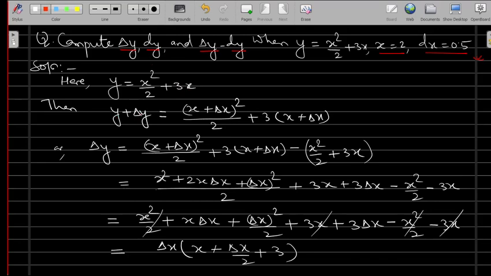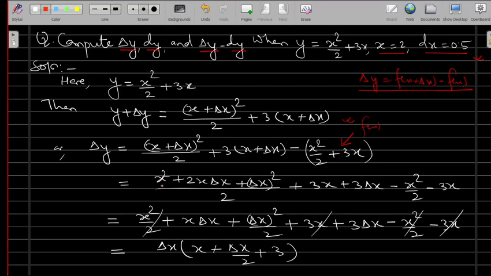So y plus del y equals (x plus del x) whole square by 2 plus 3 times (x plus del x). Here I have expanded y plus del y. Then del y is what? Simply, we know that del y equals f of x plus del x minus f of x. We can do this directly also, but here I have shown one more step. Del y is minus y, so you have to subtract this y, where y is x square by 2 plus 3x. This is subtracted; this is f of x, the y.